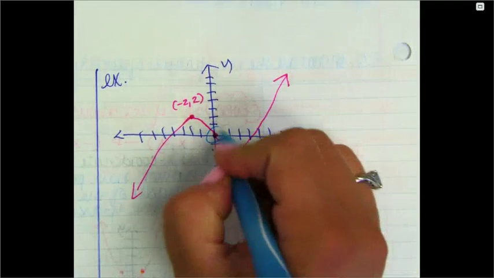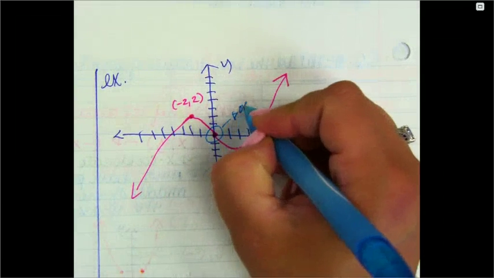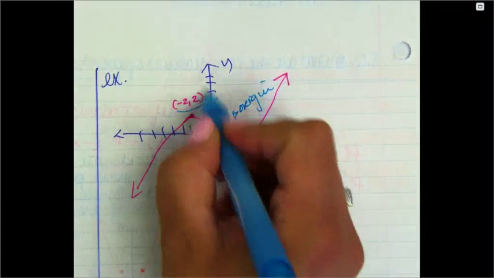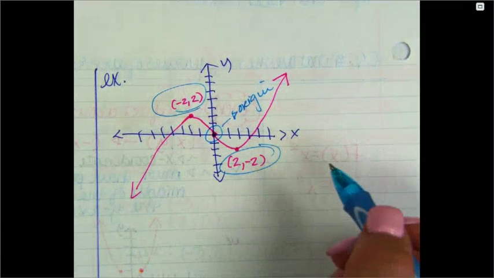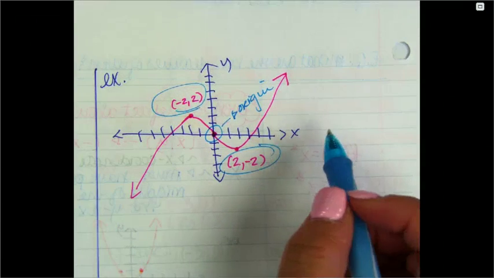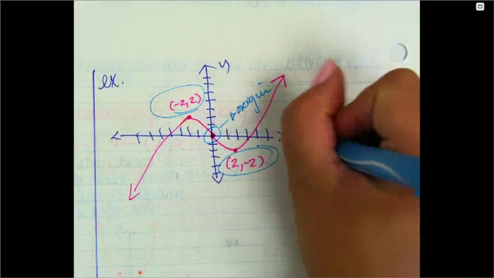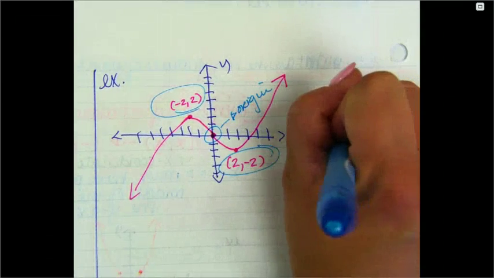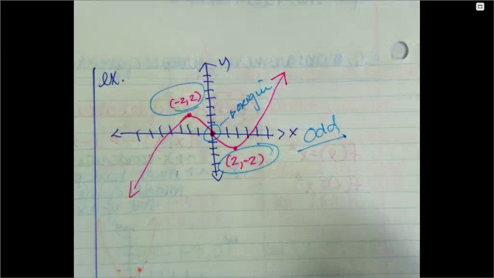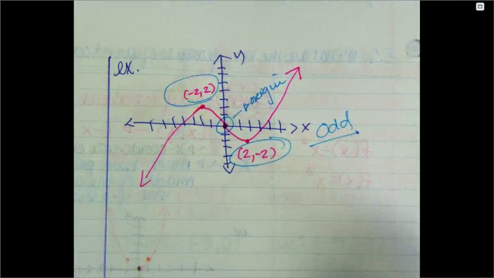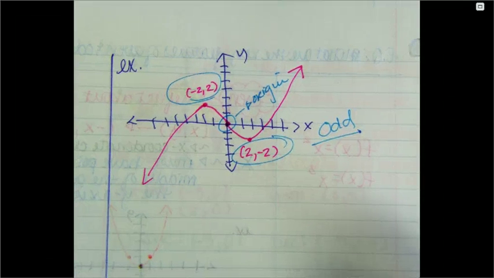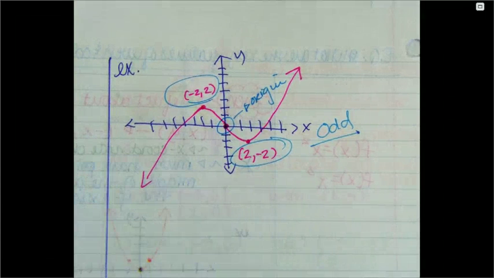So it has to go through the origin. Did it go through the origin? Yes, it did. Did the signs change on both of them? Yes, it did. So therefore, we have what kind of function? Odd. Good.